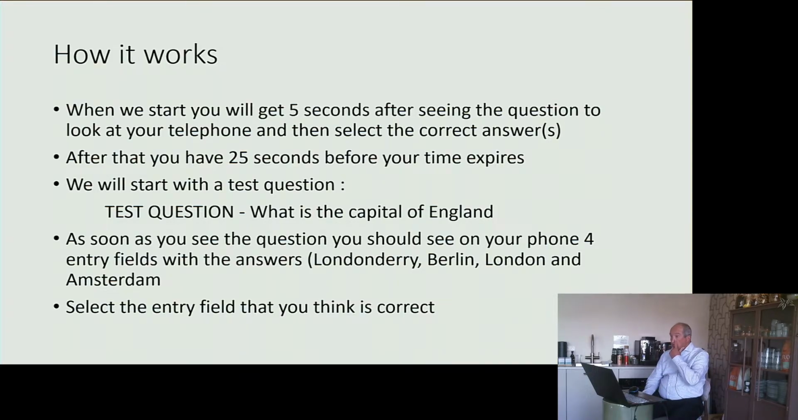We will do a test question first, just so you know how it works, and that will be it. The test question will be, what is the capital of England? Something easy. You will see in your fields the options Londonderry, Berlin, London, and Amsterdam. You then select the entry which you think is correct.